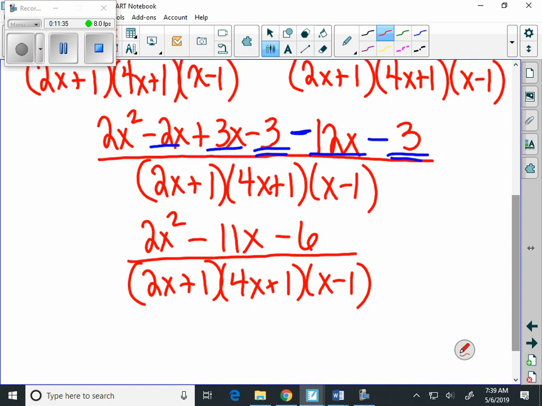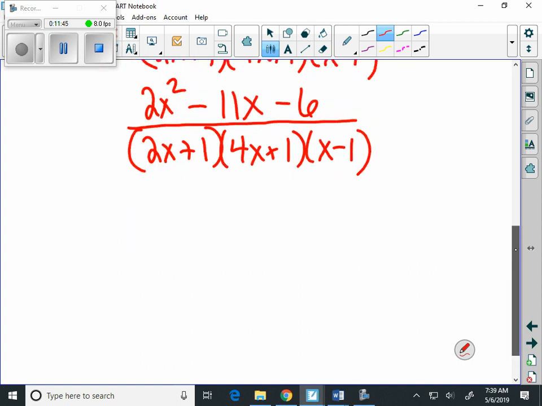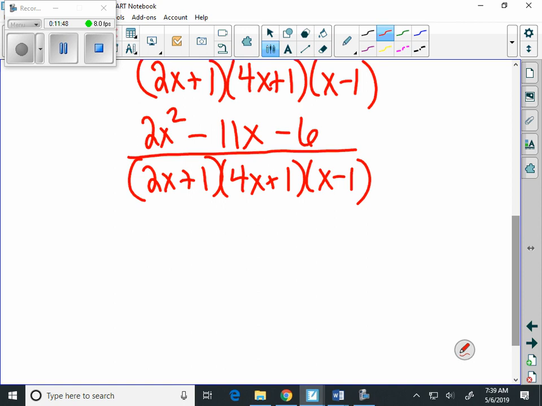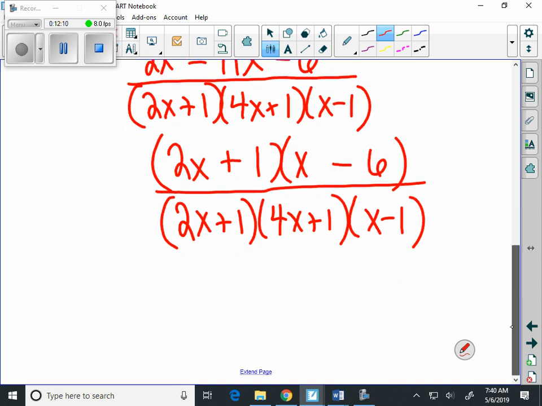And it all looks well and good, except then the question is, can we factor 2x squared minus 11x minus 6? And again, I'm not going to show my work on split the middle, but I think that we can. And there's the factoring, and then we still have the 2x plus 1 times the 4x plus 1 times the x minus 1. And now we're darn close to finishing.